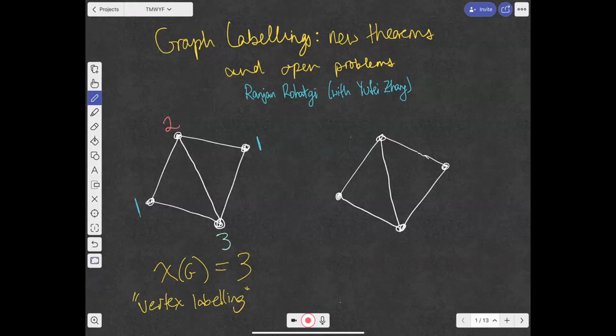We can also do something similar with the edges, where the rule is that if edges meet at a vertex, they have to get different labels. Now that the colors don't matter so much, I'll just use one color when we label these edges. Maybe we can label this edge 1 and this edge 1 because they don't meet anywhere, but they meet all the other ones. Then we can do 2 over here and 2 over here because those edges don't touch, and then 3 for that edge. We're going to call this an edge labeling.